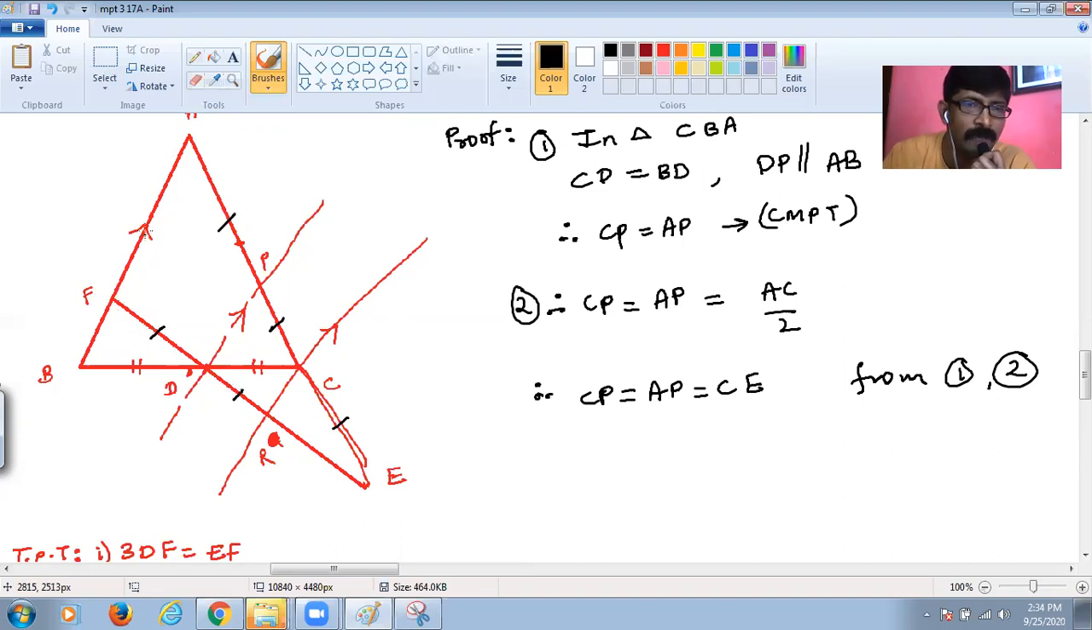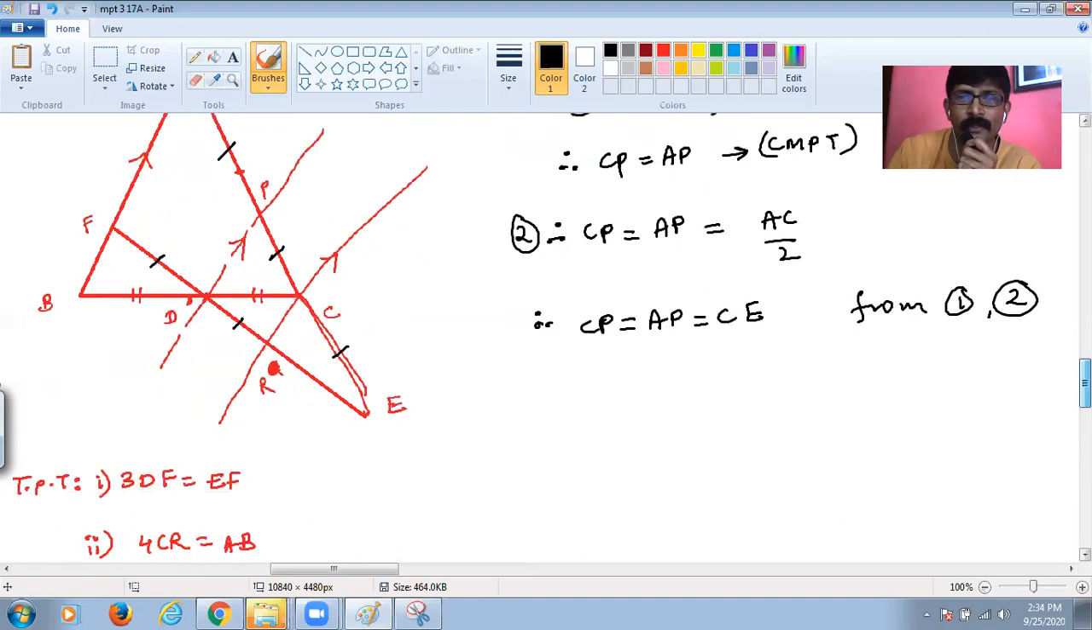I will choose these 3 parallel line concepts. Why three parallel lines and the equal intercept theorem? Because if these three lines are parallel and if this AP is equal to PC, then we can say that FD is equal to DR, isn't it? If you have understood, then let's start writing this part 3.